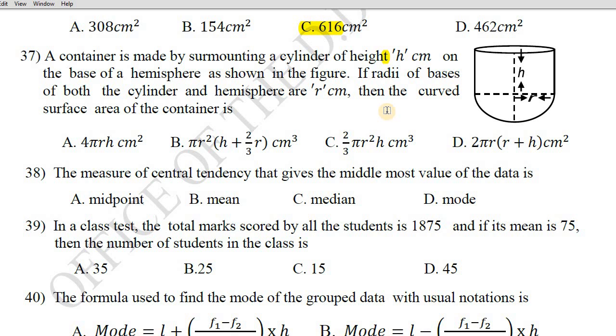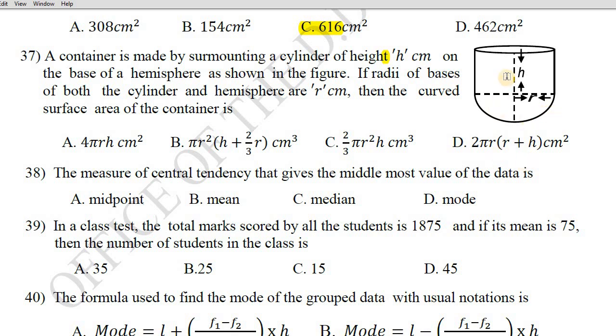Then the curved surface area of the container. In this question they directly asked for curved surface area. So it means we want to use the curved surface area of a cylinder and the curved surface area of a hemisphere. Even if they had asked for the total surface area of this container, in that case also you want to find CSA only, because the top is open and the bottom of the cylinder and the plane surface of the hemisphere we can't touch. I hope you got it.